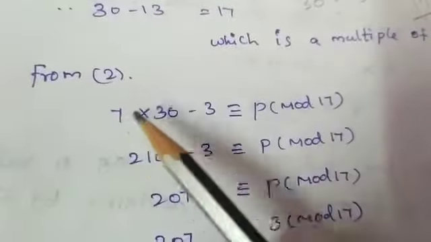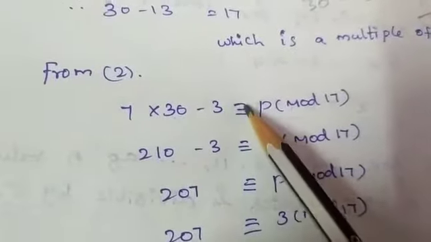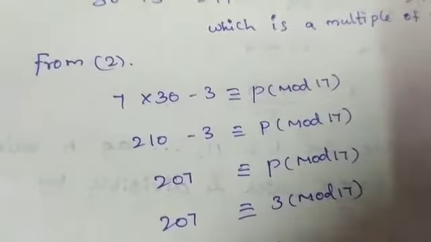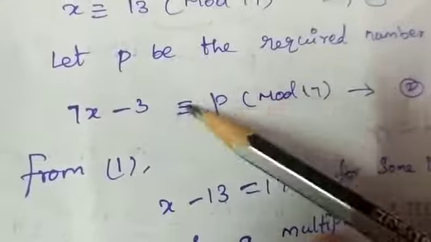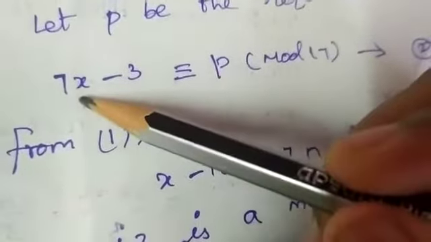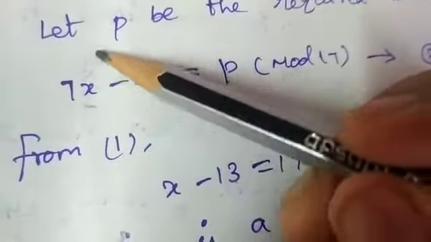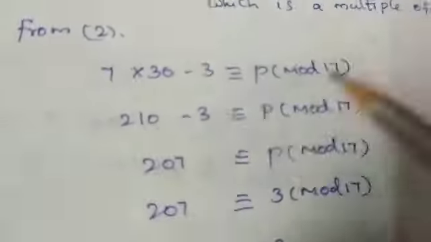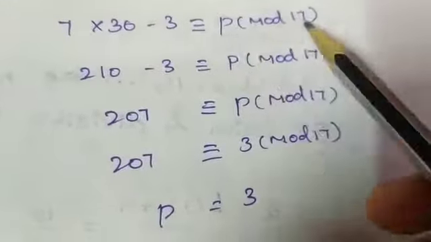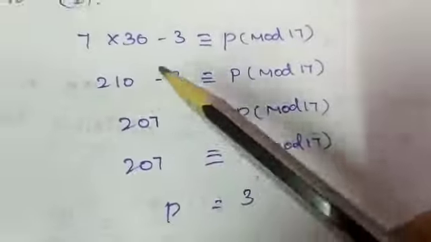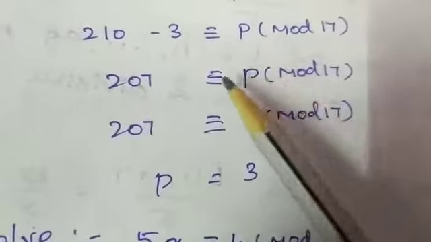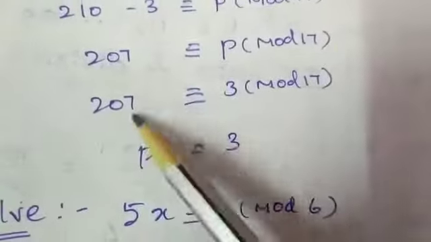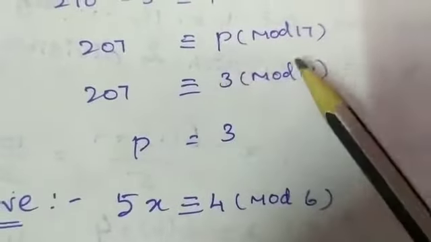From 2, 7 into 30 minus 3 is congruent to p mod 17. That is, our equation number 2, 7x minus 3 congruent to p mod 17. So I am putting the value of x, that is 30, here. So I will get 7 into 30 minus 3 congruent to p mod 17. So I will multiply: 210 minus 3 congruent to p mod 17, and 207 congruent to p mod 17.